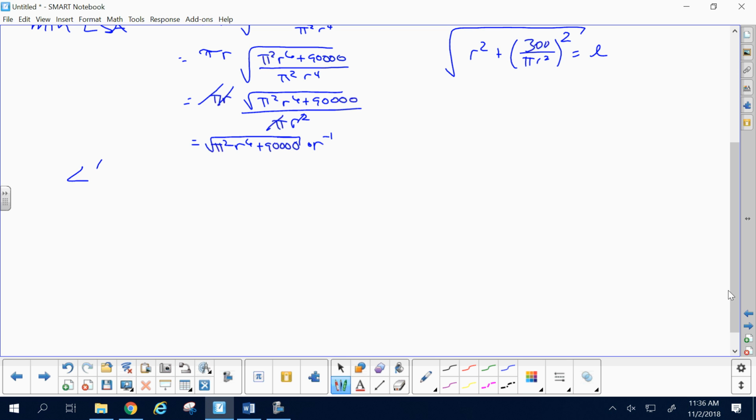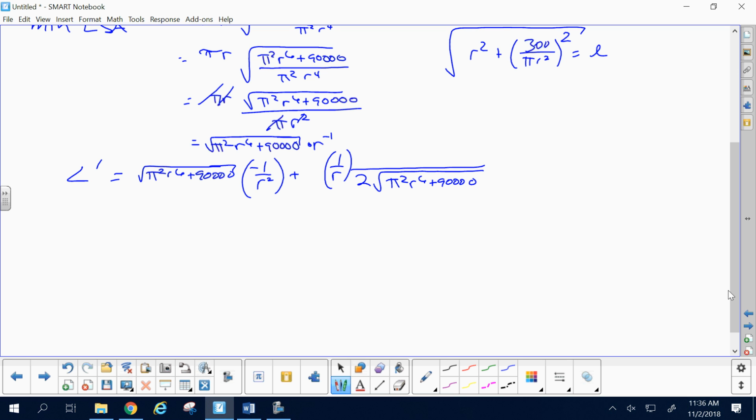So now let's talk L prime, shall we? By product rule, first stays the same, times the derivative of the second, which is negative 1 over r squared, plus second stays the same, times the derivative of the first. Derivative of the first, so the derivative of the outer function, the square root function, would be 1/2, drop it to a negative half, which means that root ends up in the denominator. And then I do by chain rule the derivative of the inside. Derivative of the inside would be something like 6 pi squared r to the fifth. Right?